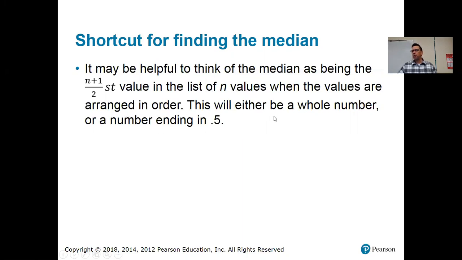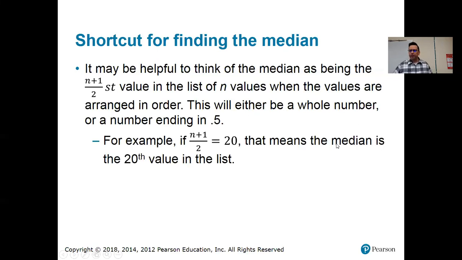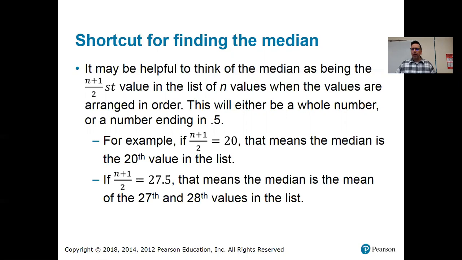So depending on whether you have an odd or an even number of values, that will come out to be either a whole number or a number ending in 0.5. If it comes out to a whole number like 20, that just means the median is the 20th value in the set. But if it comes out to a 0.5, like a 27.5, you have to remember that means that the median is the mean of the 27th and 28th values.